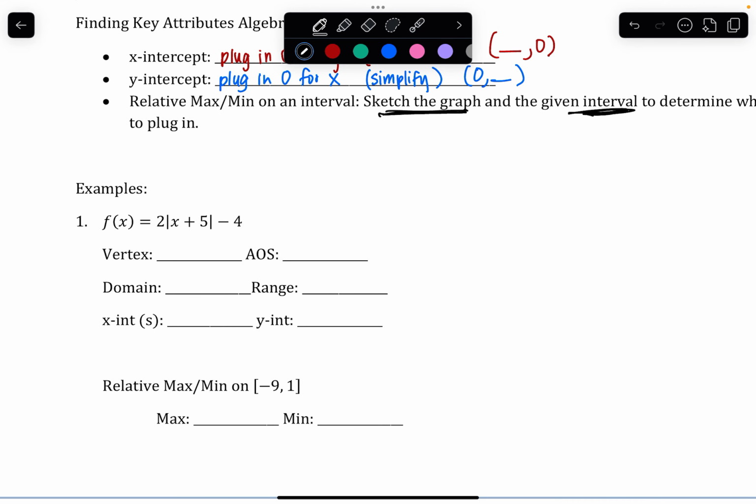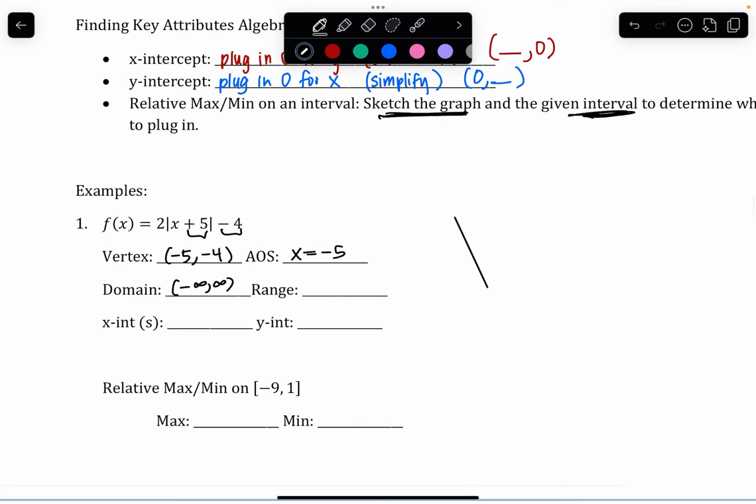We did this on the warm-up. It's left 5, down 4, so I know the vertex is -5, -4, which means the axis of symmetry is -5. Domain is all real numbers. It's opening up. And so that means the -4 is the absolute minimum. Okay, it's going up from -4. And so -4 to infinity.